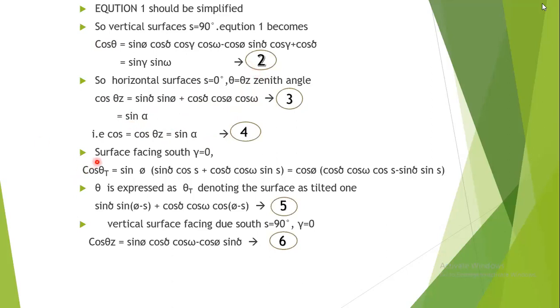Next, the third assumption is for surfaces facing due south, where we take gamma equal to 0. Putting gamma equal to 0 degrees in equation 1, we get theta is equal to theta t, which is sin delta sin phi cos S minus sin delta cos phi sin S plus cos delta cos omega sin S.